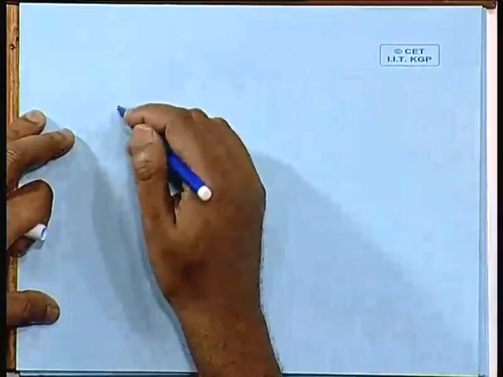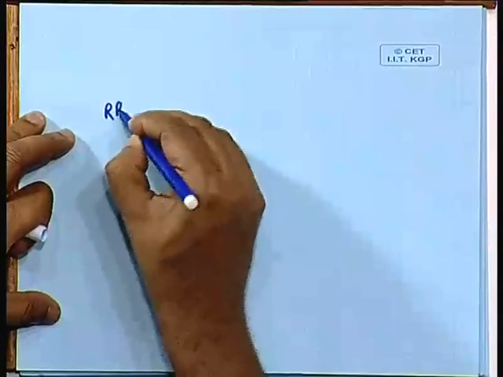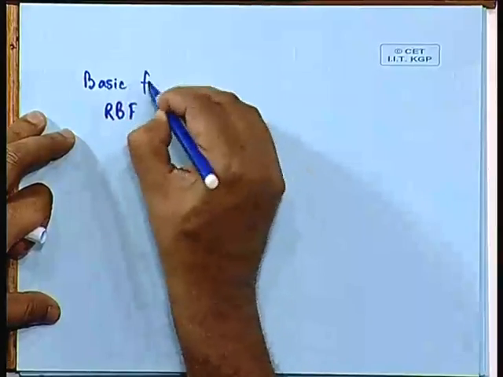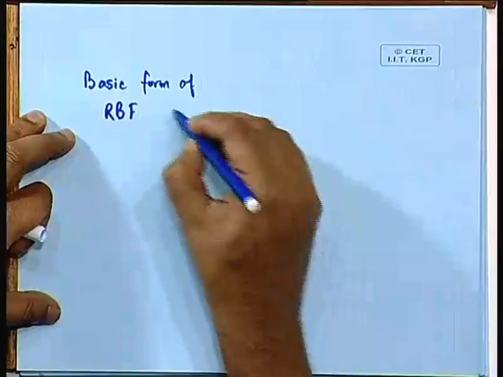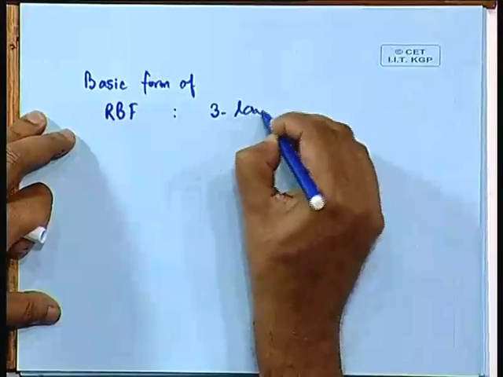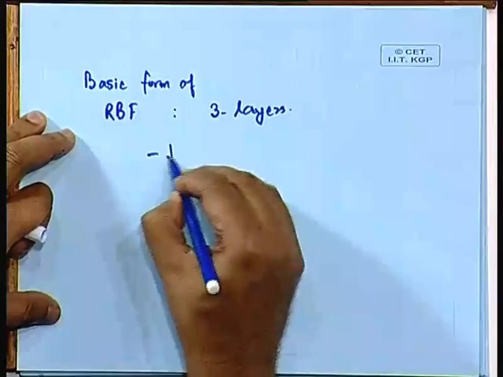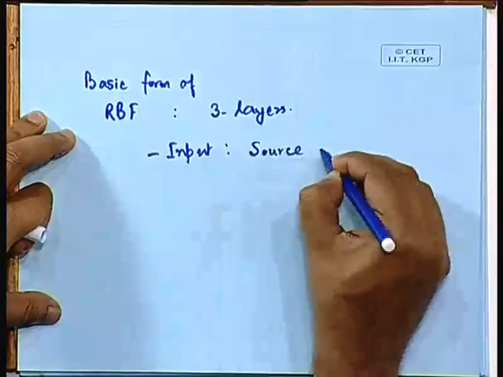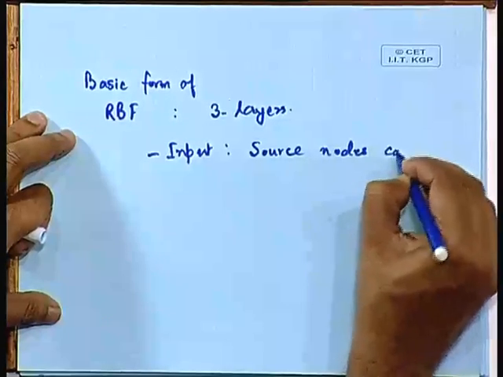Now, the basic form of radial basis function network has three layers. Of course, researchers are working on multilayer versions also, but the problem is nicely solved with three layers. So, in its basic form, it has three layers. What are the three layers? First is, of course, the input, which contains the source nodes, which are connected to the environment.